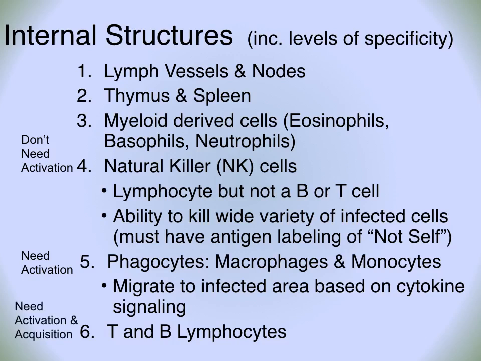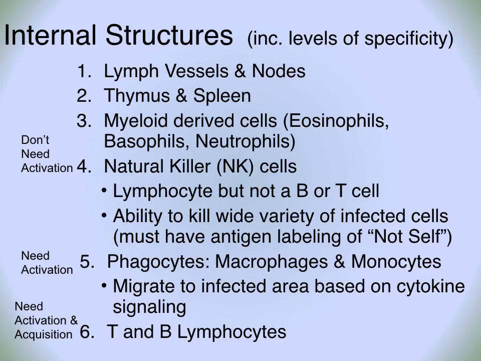In this, we have distinct structures such as lymph vessels and nodes, the thymus and the spleen, all of the myeloid-derived cells that we looked at, such as the eosinophils, the basophils, and the neutrophils. And then we start looking at the lymphocytes. The first line of lymphocytic activity come from the natural killer cells. These are lymphocytes that are not B cells or T cells, which means that they understand what self and non-self look like in terms of antigen markers, but they don't go about through any type of immuno acquisition. They don't technically understand what they're doing.